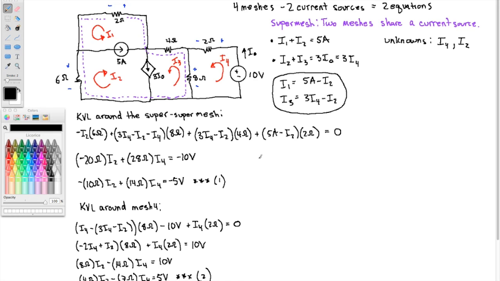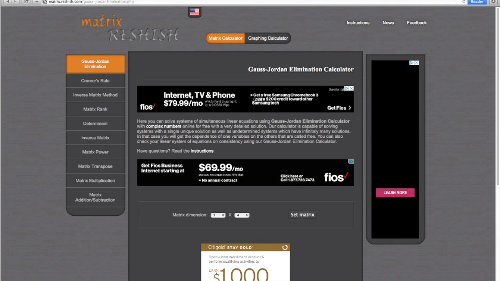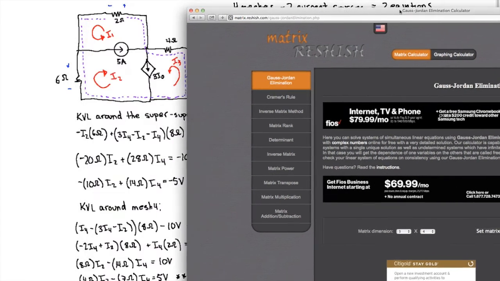I'm just going to put it in reduced row echelon form. So I'm going to put this in a matrix. I've got minus 10, 14, minus 5, 4, minus 7, 5, and let's get that into reduced row echelon form.